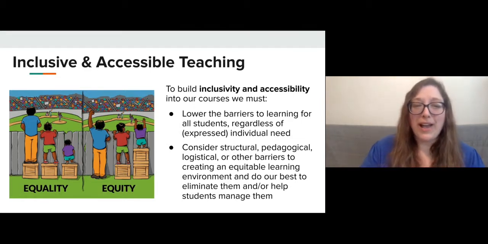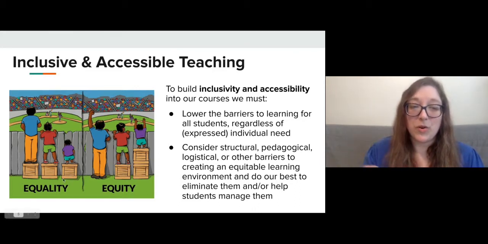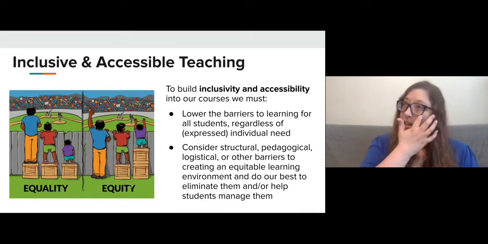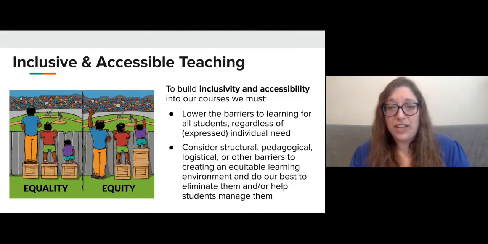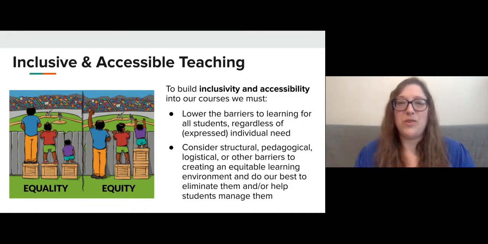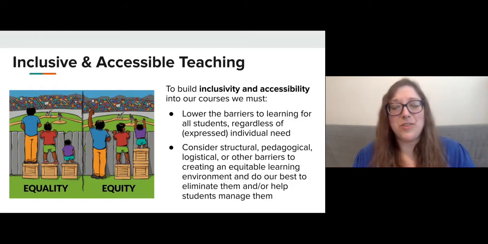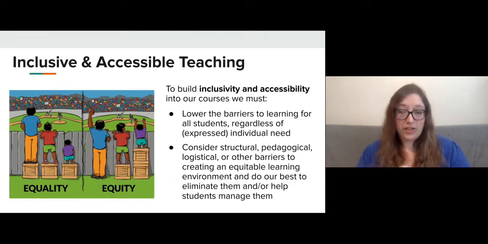So this doesn't quite fit into this image that we see over here. So we talked about the difference between equality and equity. So equality would be providing equal resources to each person. Equity would be providing resources to each according to their need. But one of the things that we want to do to increase inclusivity and accessibility in our courses would be to just knock down the fence, to try to lower that barrier to learning for everybody, regardless of expressed need.